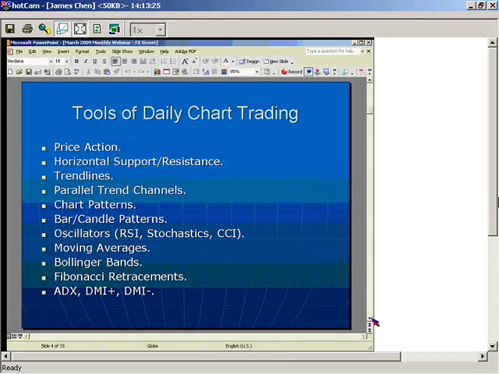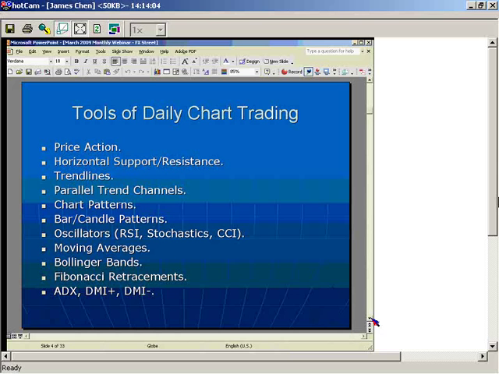Now, the tools of daily chart trading. If you've read any of my analysis, I like to stress price action a lot. A lot of people have different definitions of price action. I like to think of price action as analyzing and looking at price without a lot of noise, whereas a lot of people like to have lots of indicators on their chart. I like to stick to certain fundamental rules and tools for technically trading the Forex market.